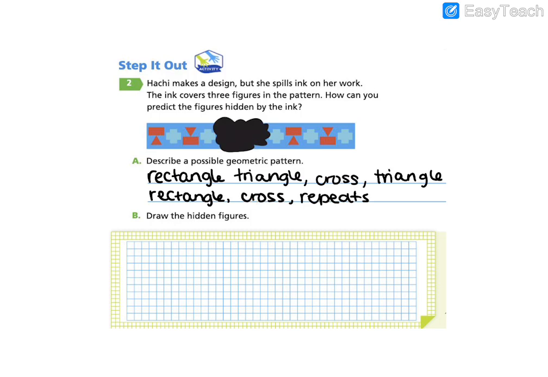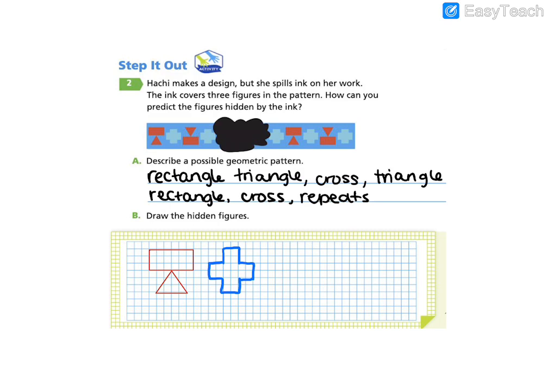Well, the next one would be rectangle, triangle. So I can draw down here, rectangle, triangle. So then what would be next? Rectangle, triangle, then the cross shape, and then we have one more hidden figure.